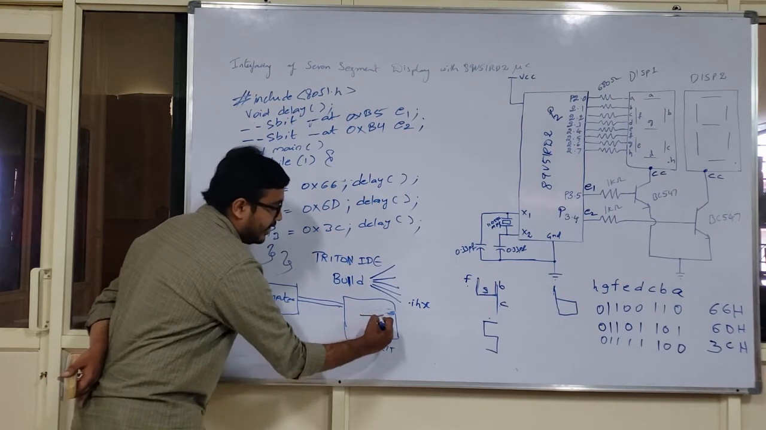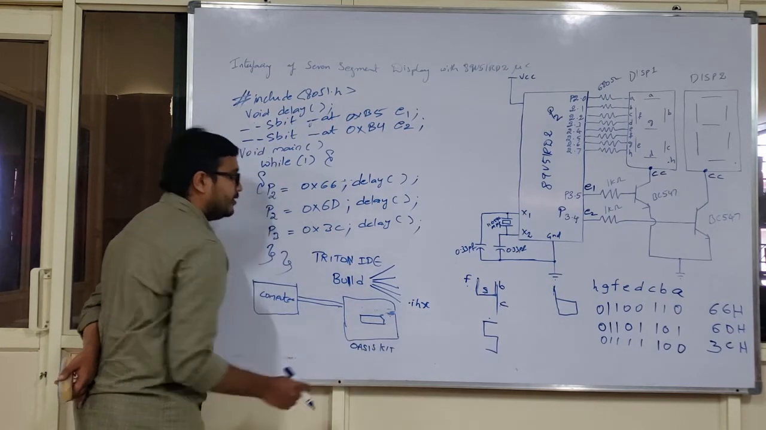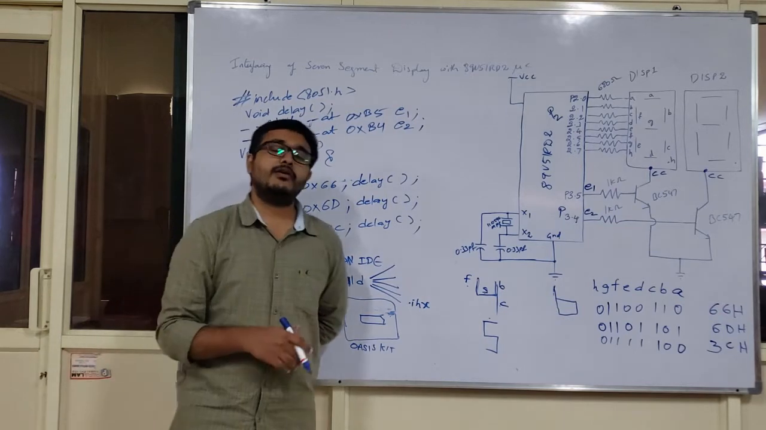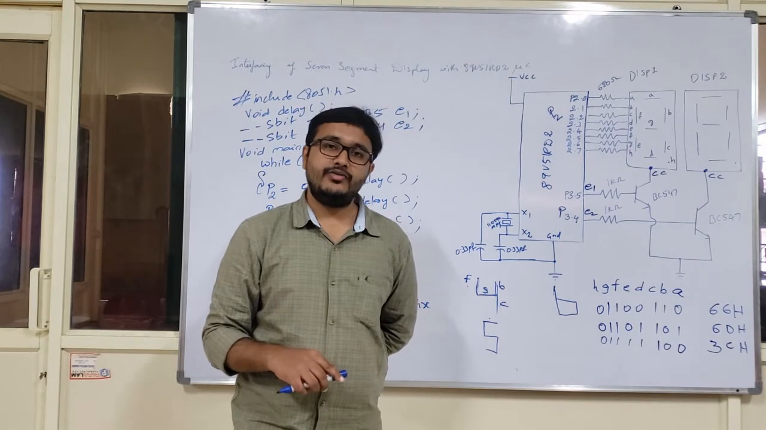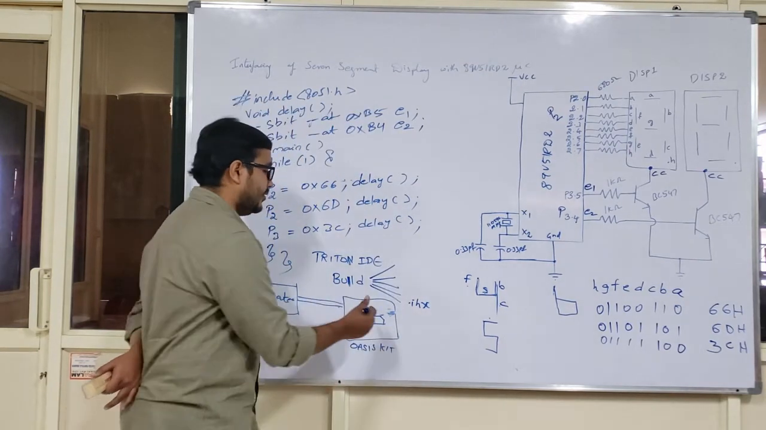Inside my Oasis kit, I have a microcontroller. Inside my microcontroller, this microcontroller carries 128 bytes of RAM and 4 kilobytes of ROM memory, internal memory.